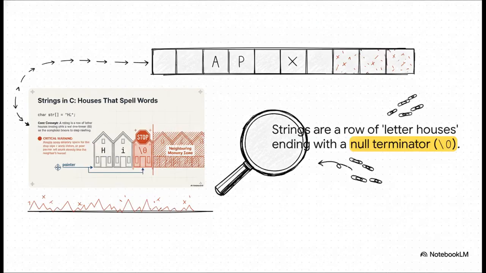Now strings are really just a special kind of array. That's all they are. It's a row of char houses, and each little house holds one letter of a word. But, and this is a big but, they have one absolutely critical non-negotiable rule. The row must end with a special house that contains a stop sign. We call this the null terminator, \0, and it's how you tell the computer, hey, stop reading, the word is over.